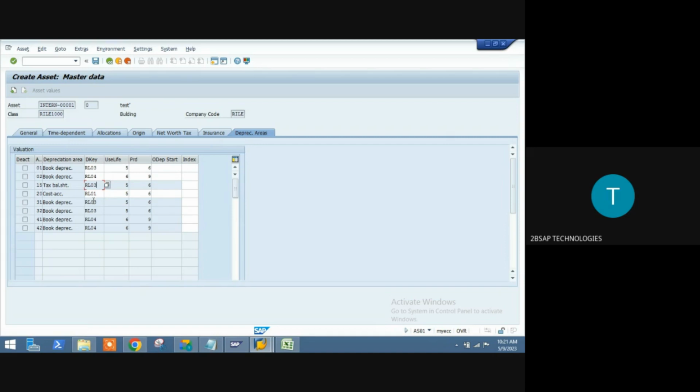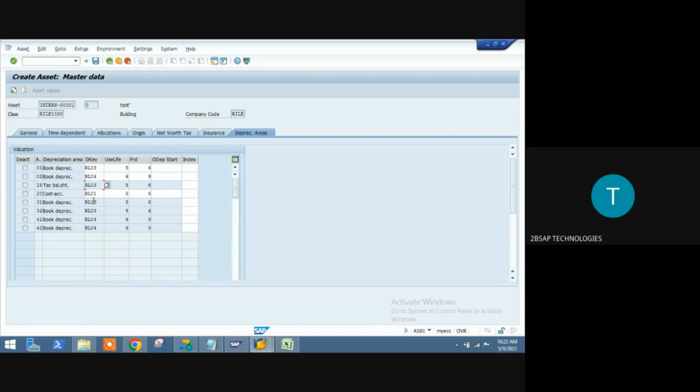Then the business is requiring 2 more. One is for tax reporting and the other one is for cost-related transfers to the controlling module. So that is why we have defined another 2. It might be more or less in real time.